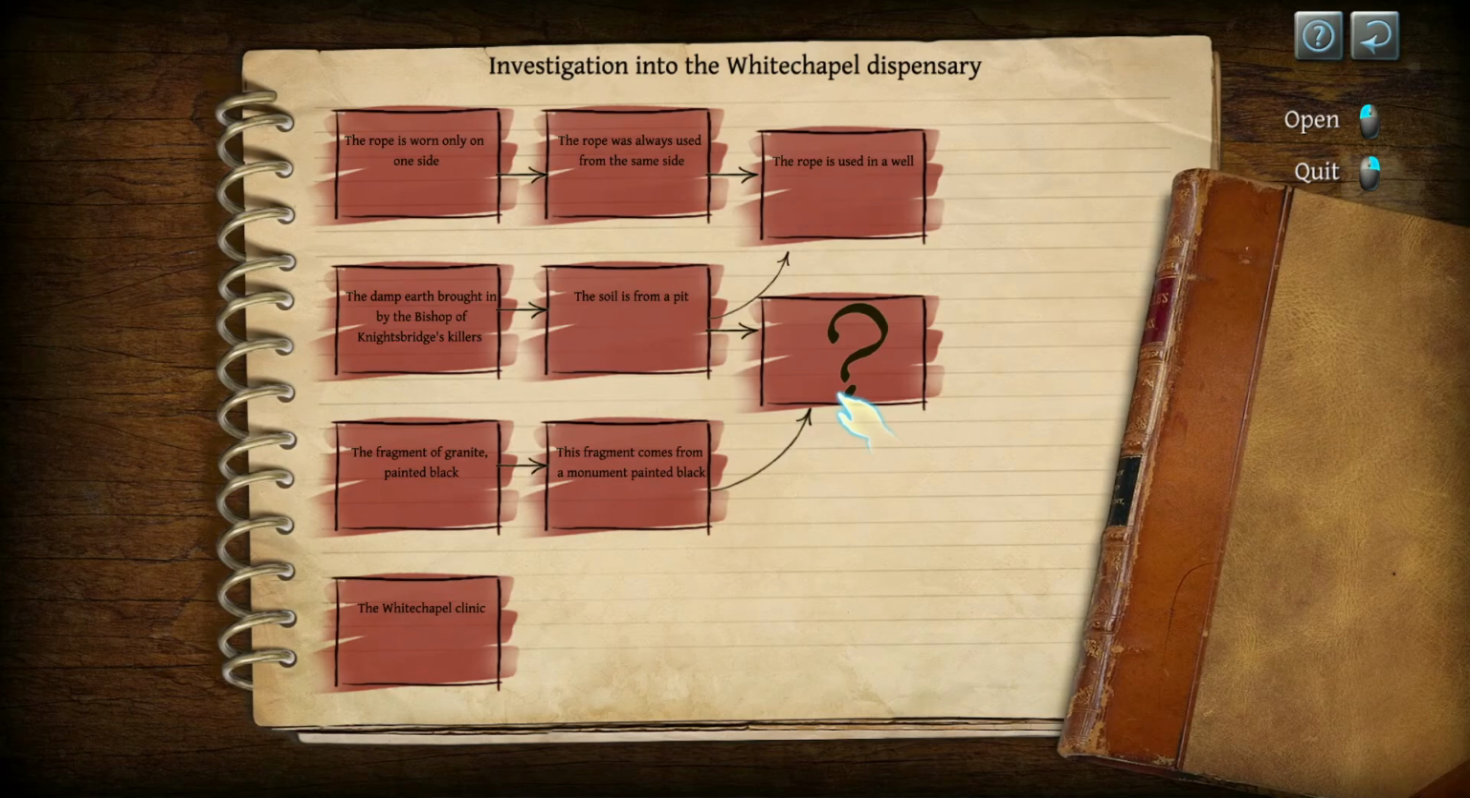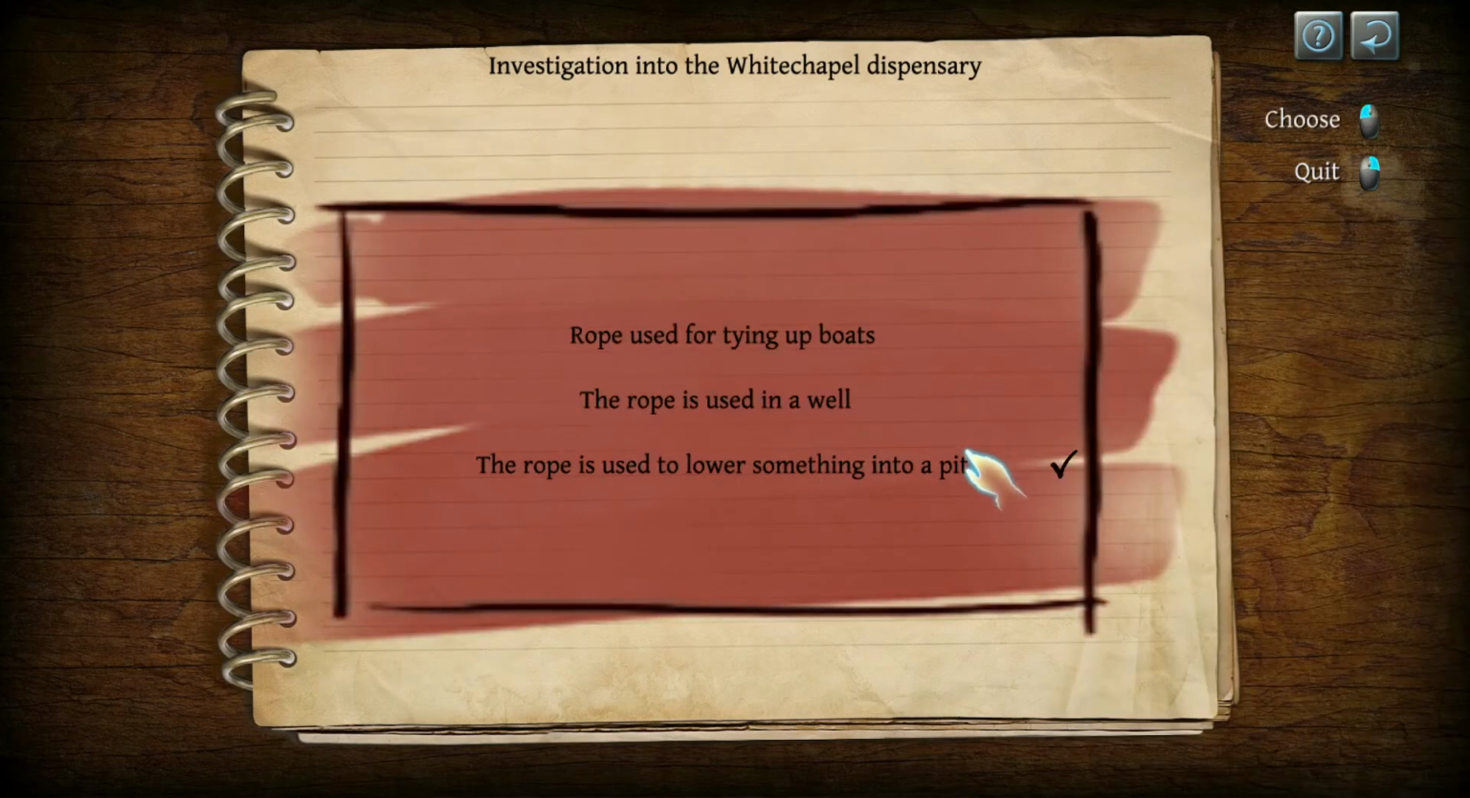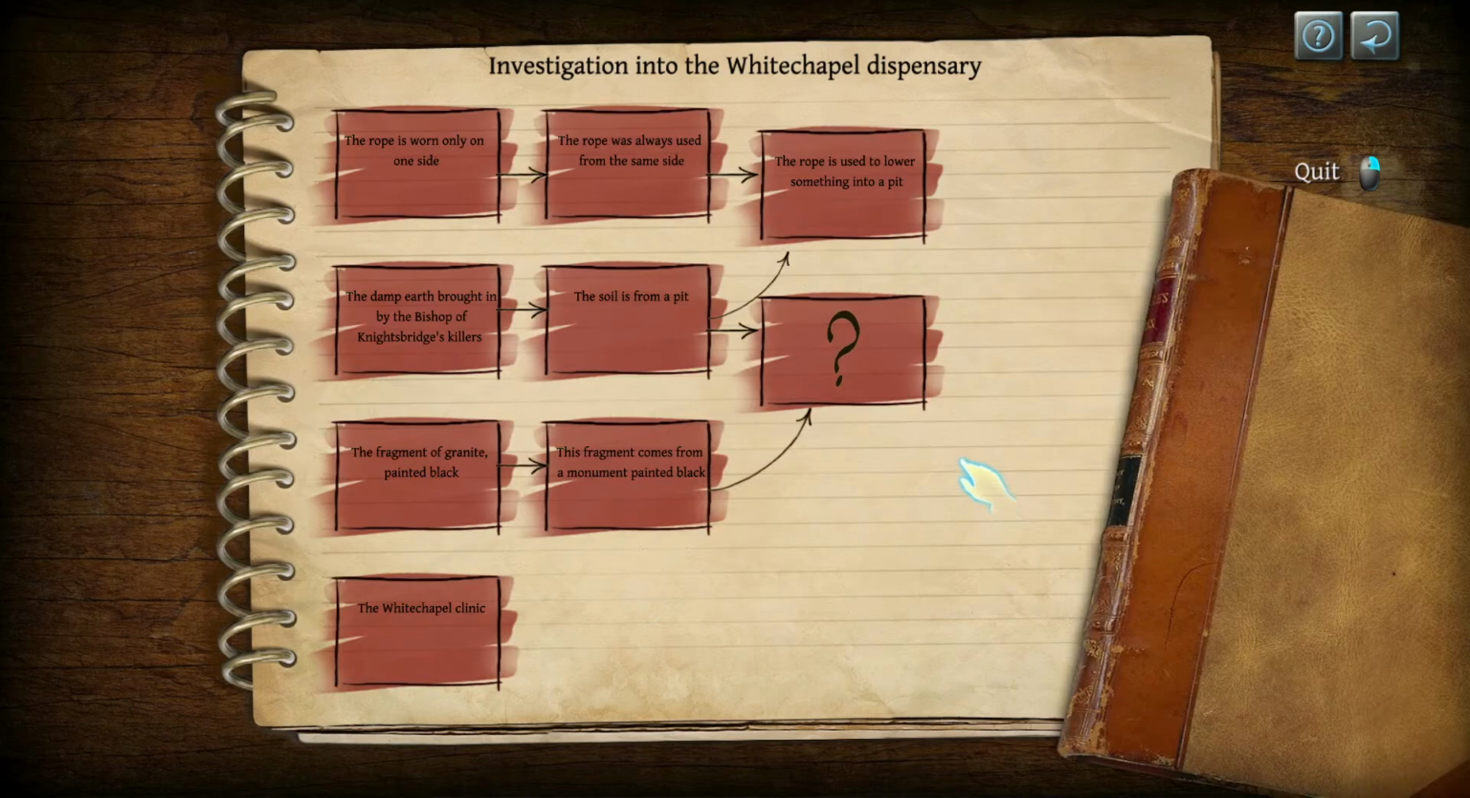Okay, I don't know. Okay, I'll stick with the rope is used to lower into a pit, because if it's the pit, then it would make sense. Apparently it doesn't show us yet if I'm making the correct choices. The soil is from the pit. The fragment comes from a monument painted black.